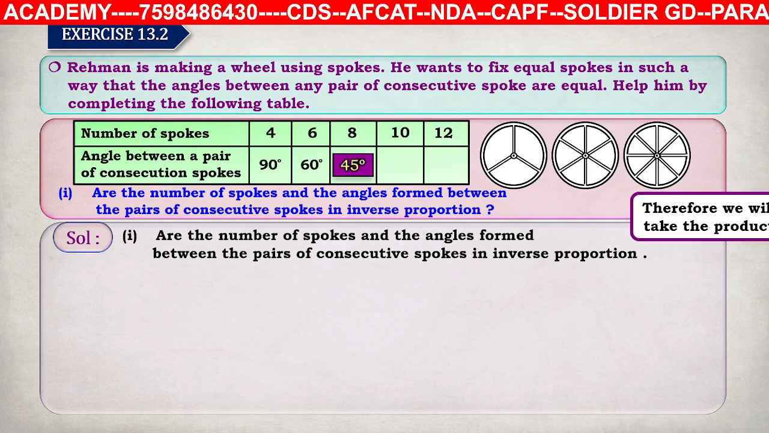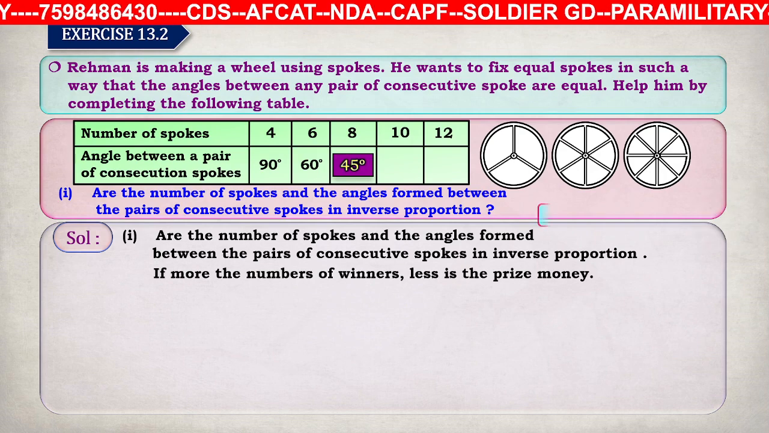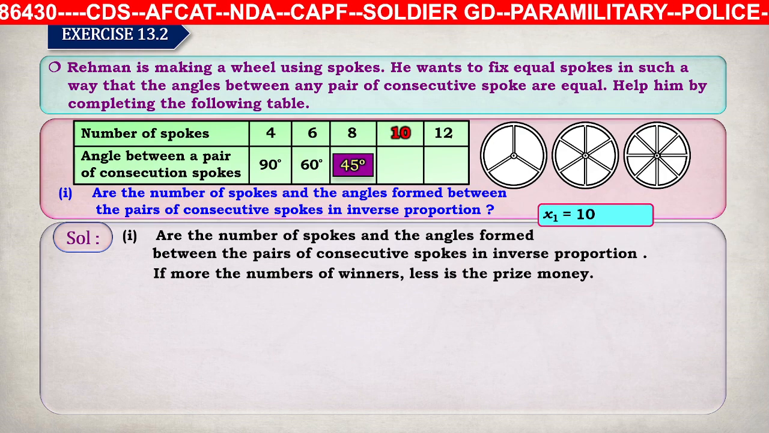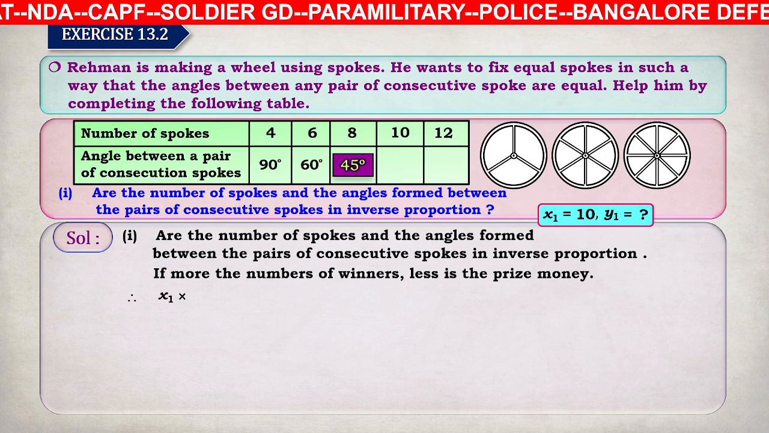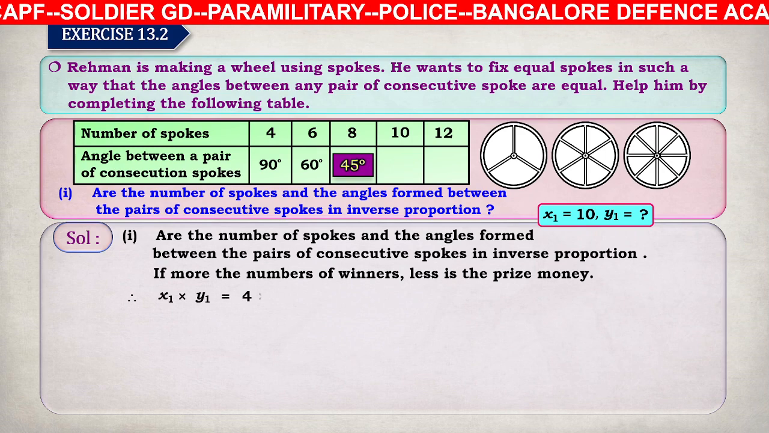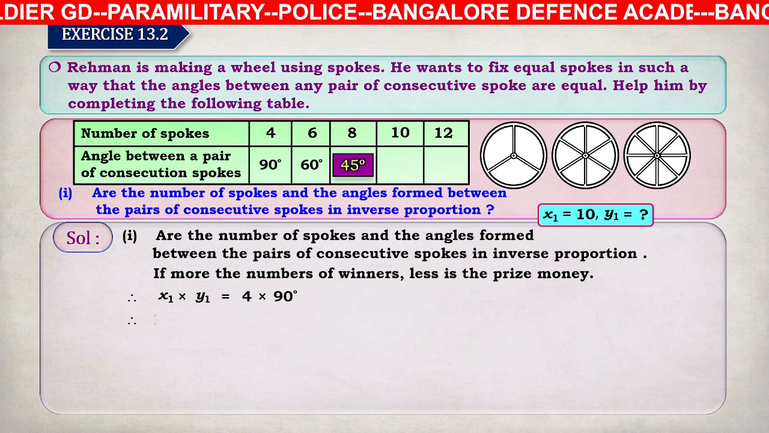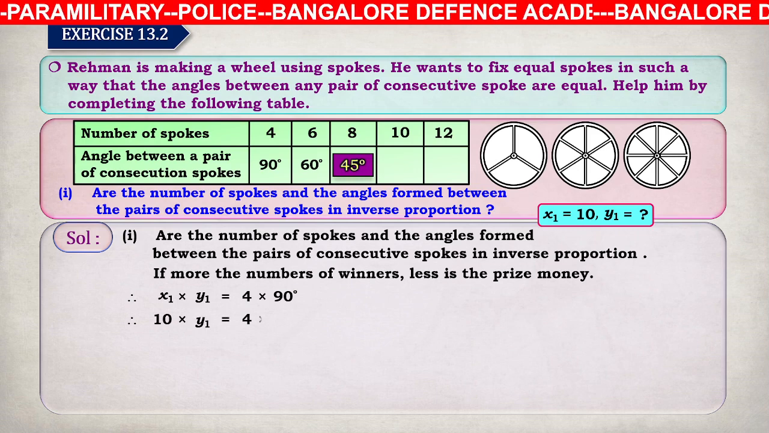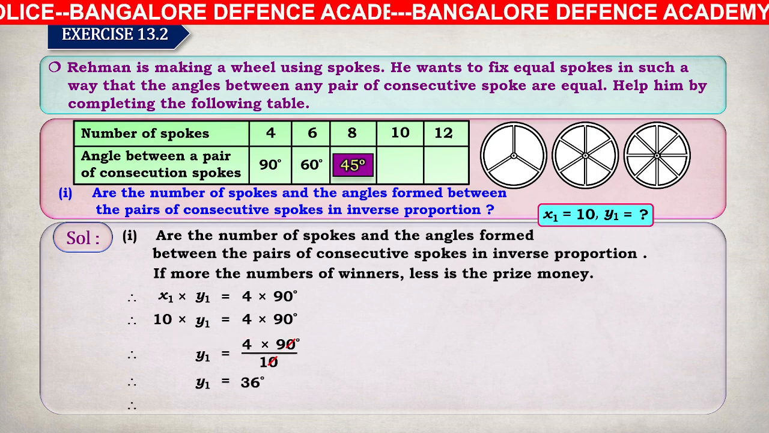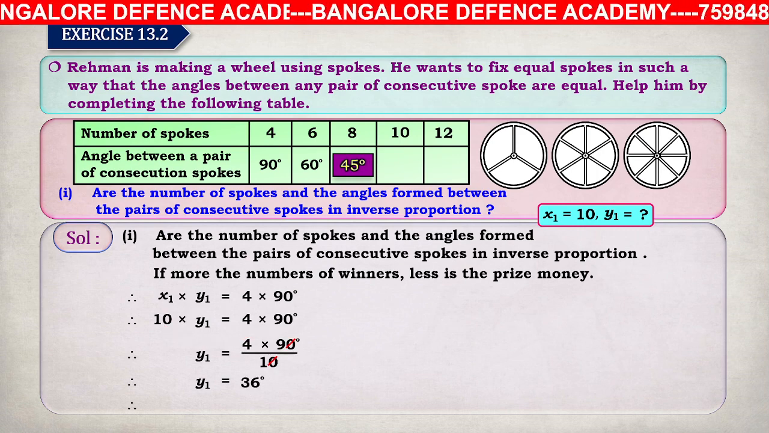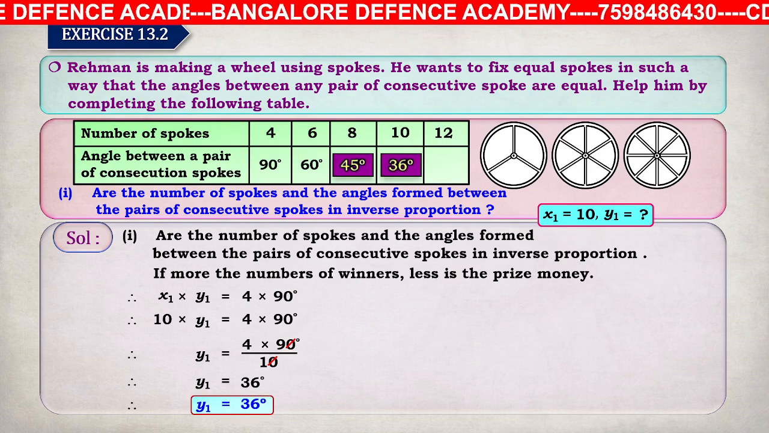45 degrees. Now, the next case, if there are 10 spokes, what I am going to do is take x1 is equal to 10, and y1 you have to find out. So you know in inverse proportion there is a product. So x1 into y1 is equal to 4 into 90. So 10 into y1 is equal to 4 into 90. So now here you get the angle as 36. So if there are 10 spokes, the angle between each spoke will be 36.